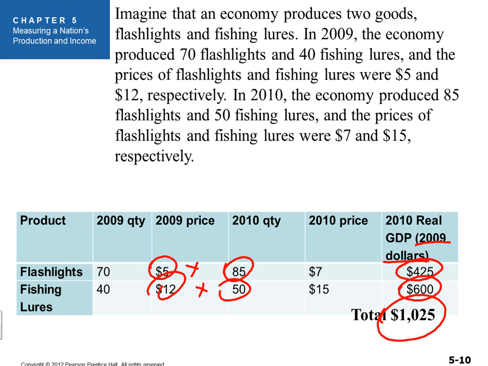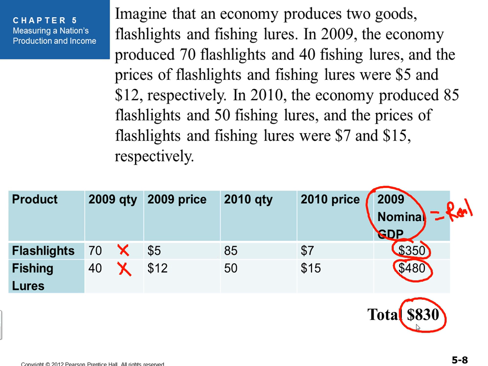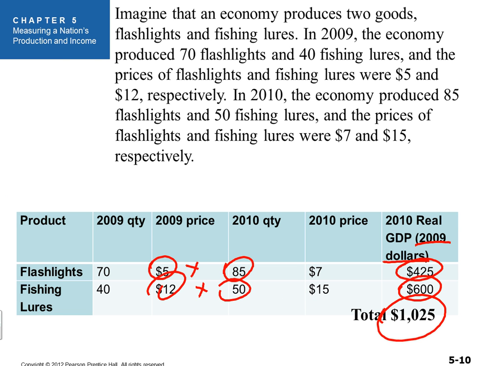So what this says is that if you hold prices constant between 2009 and 2010 and just look at production increases, the GDP in real terms went from $830 using 2009 prices, and in 2009 the real and nominal GDP would be 830, and that GDP increased to only 1,025 in 2010 because we had to account for the price increases. Now, we don't have to use 2009 dollars. We could use 2010 as our base year and then do the same calculations.